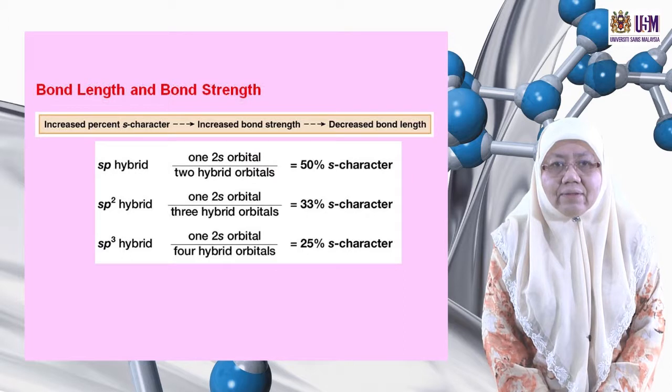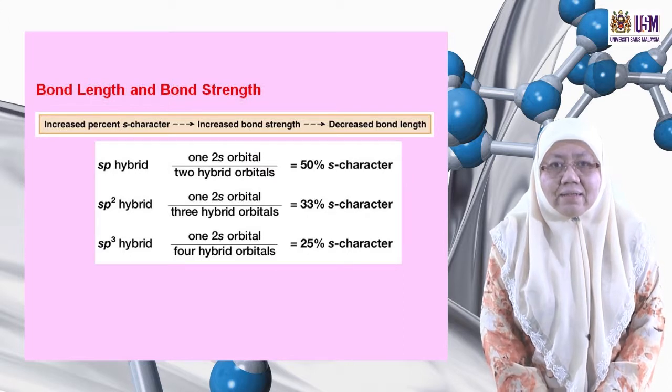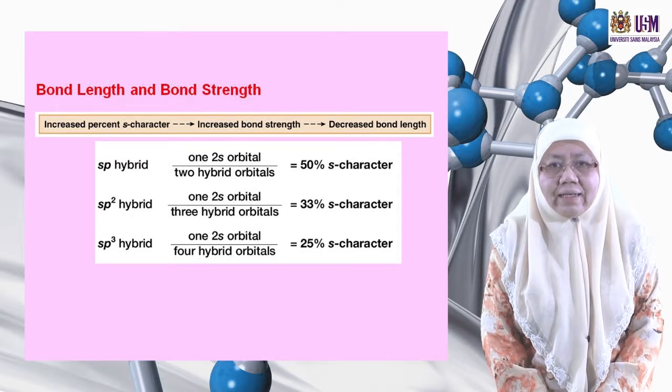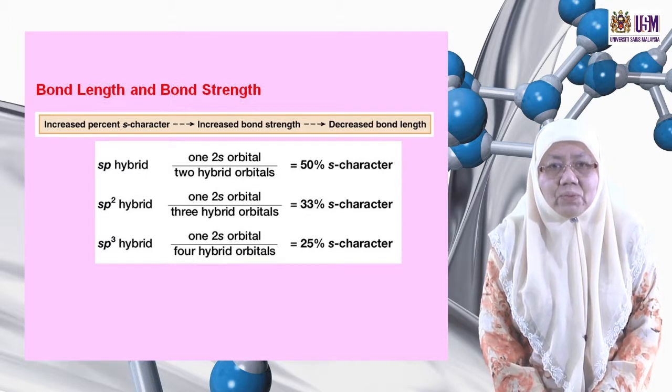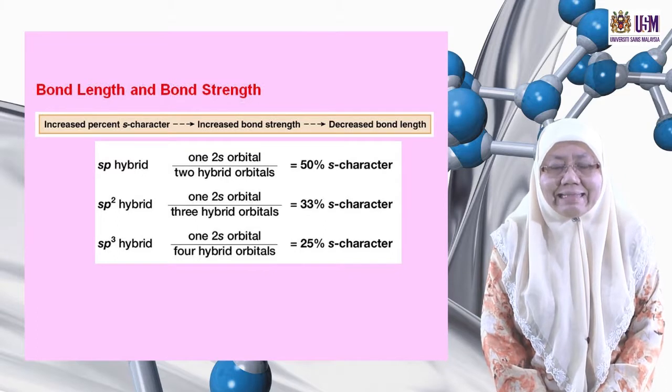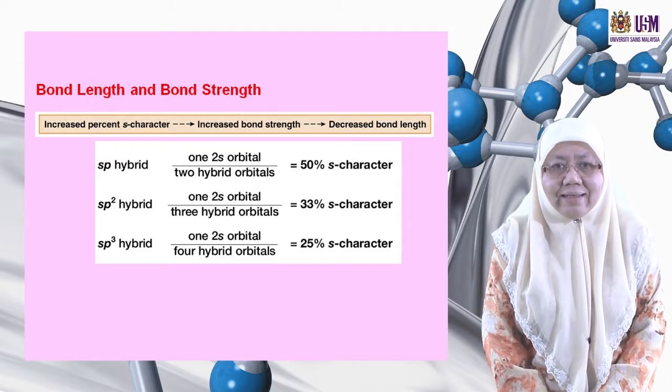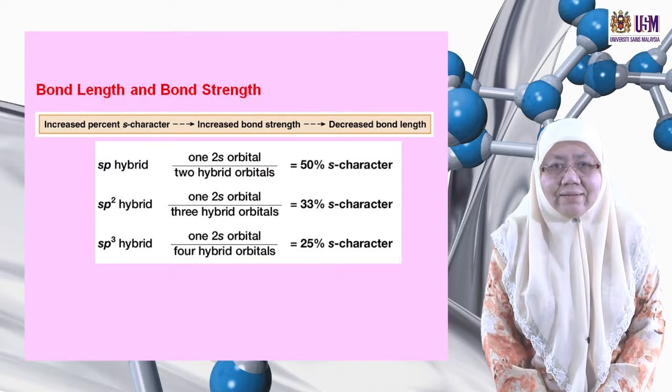As we can see, for the sp hybrid, since there is one 2s orbital and there are two hybrid orbitals, it would have 50% S character. For the sp2, there is 33% S character, and the sp3 has 25% S character. When the S character of the bond increases, the strength also increases.